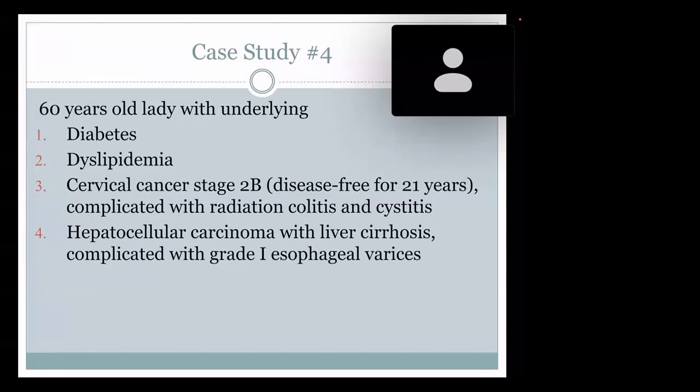Okay, the last case, case study 4, is a 60-year-old lady referred from clinic to our hemato clinic for pancytopenia as well. She has underlying diabetes, dyslipidemia, and cervical cancer stage 2B, which has been disease-free for 21 years after radiotherapy, but unfortunately she had radiation colitis and cystitis, and also a hepatocellular carcinoma with liver cirrhosis, complicated with grade 1 esophageal varices.